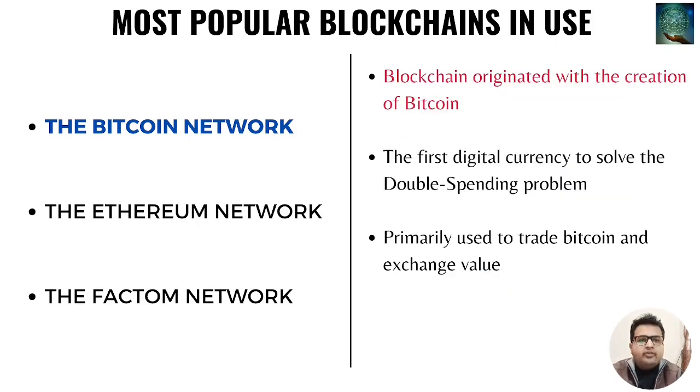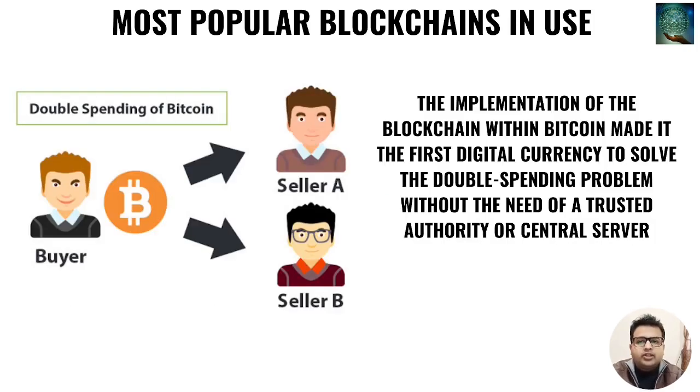Blockchain originated with the creation of Bitcoin. Previously blockchain was just a concept, but it came into existence as a technology with the creation of Bitcoin. Bitcoin is the first digital currency to solve the double spending problem. Now let's try to understand it. As you can see in the figure, you can get an idea of the double spending problem. The buyer is paying two times, double spending. So this problem is solved.